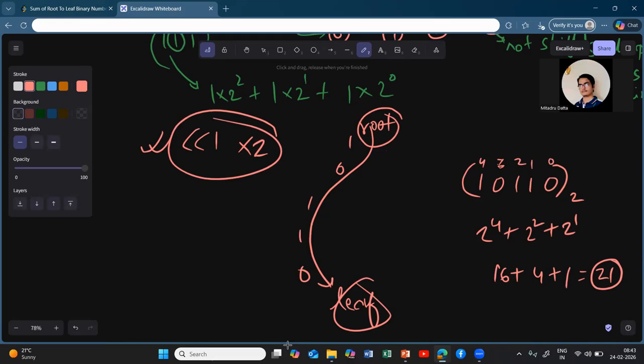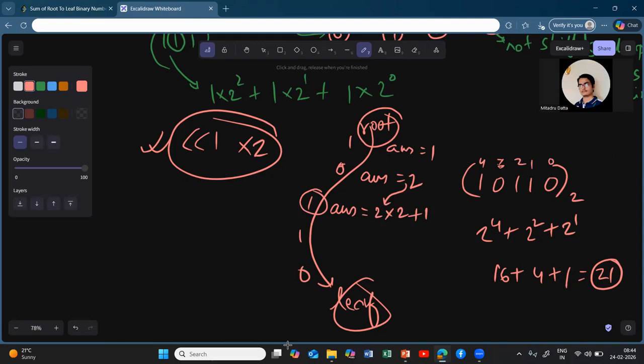When you get this answer, your stored answer is 1. When you go down, you just shift by 1, which means multiply by 2. So you do answer equals answer times 2 plus this 0, which will be nothing but answer equals 2. Now since you are again going down, meaning again multiplying by 2, you do answer equals 2 into 2, that is, answer into 2 plus 1.